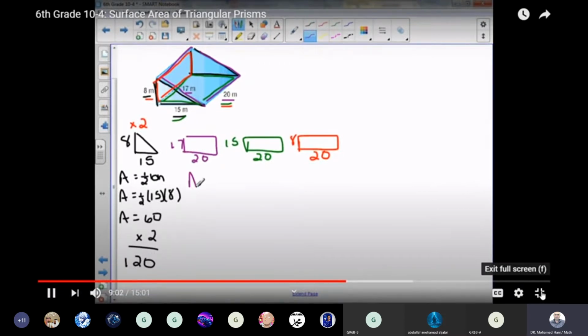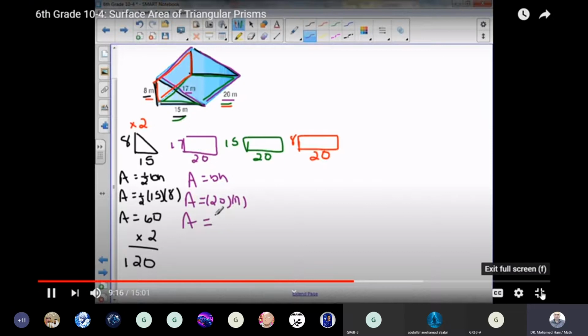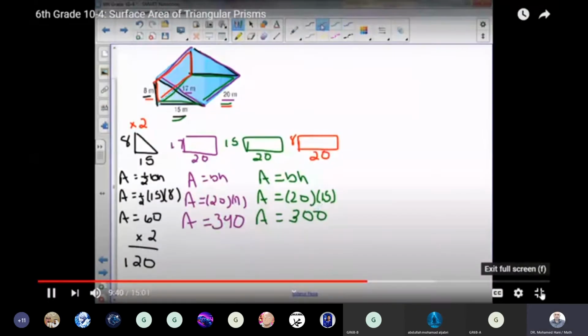Now our purple rectangle, area equals base times height. Area equals 20 times 17. Area equals 340. I only have one of those, so I can keep it at 340. The green rectangle, area equals base times height. Area equals 20 times 15. Area equals 300. Again, I only have one of them.